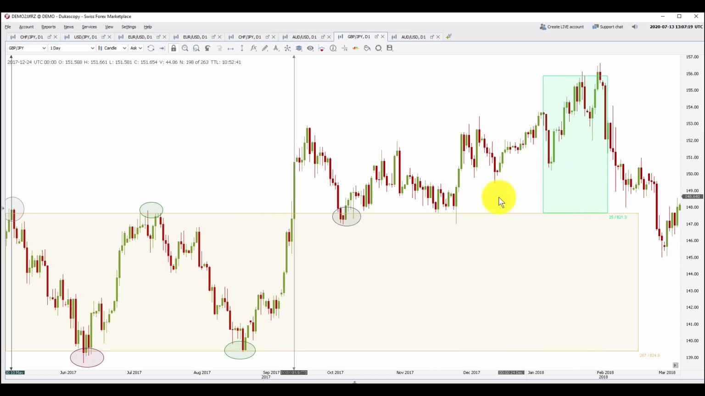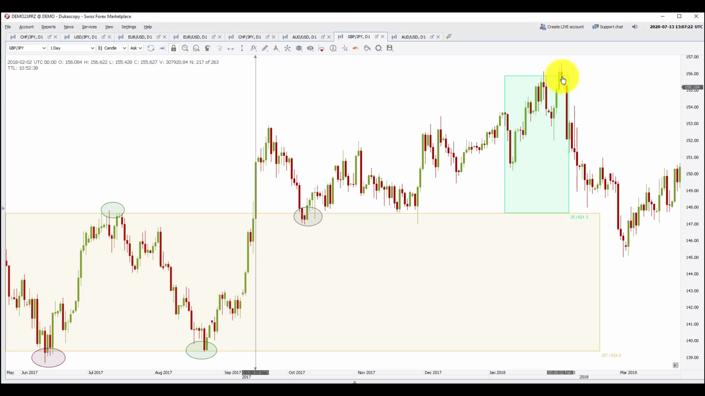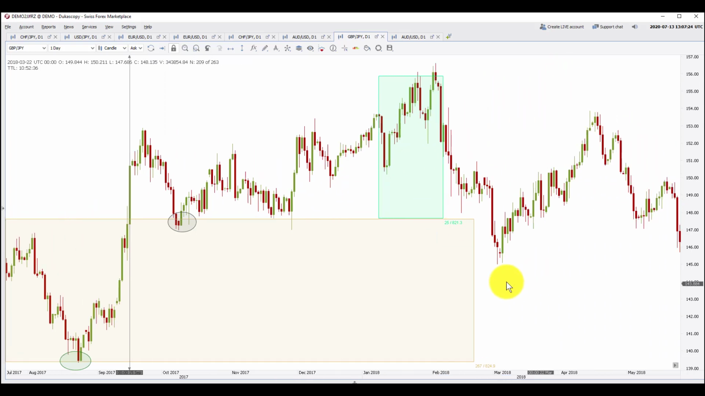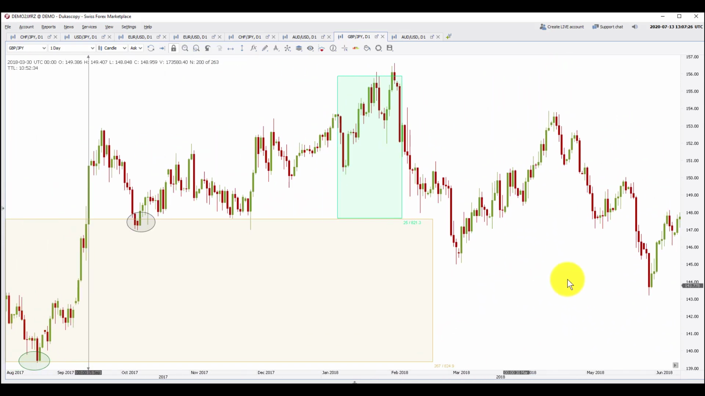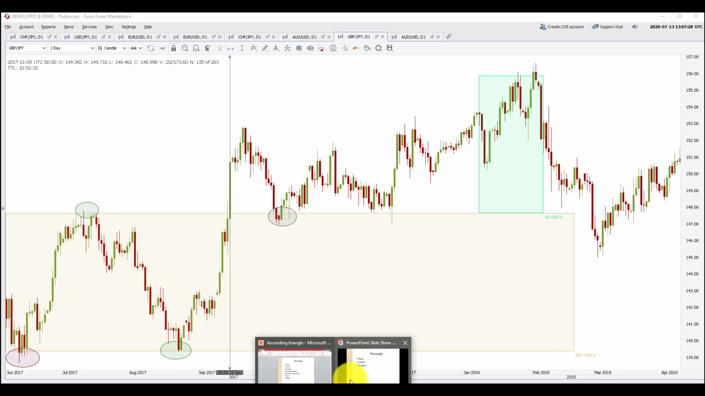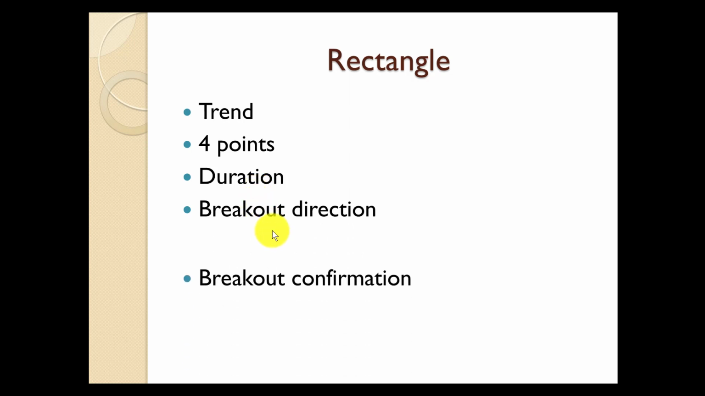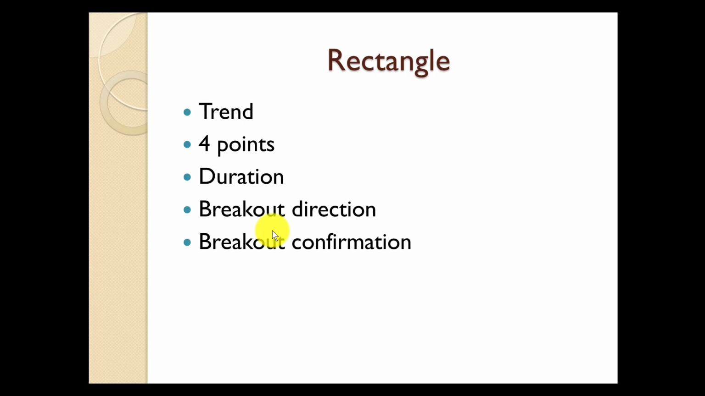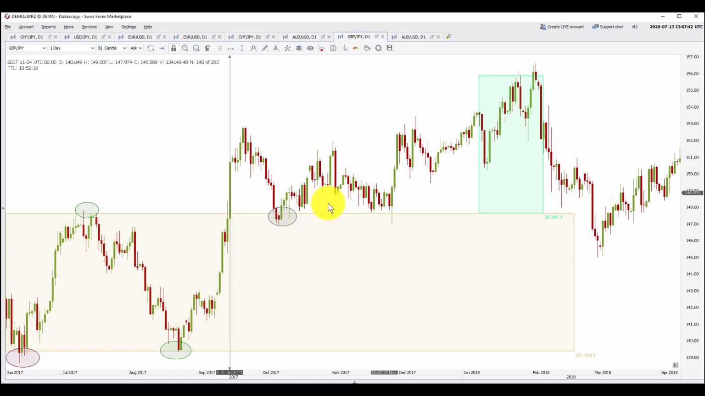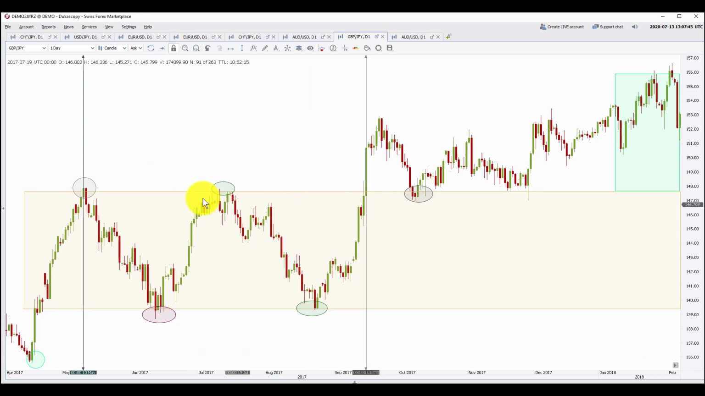Yes, we almost achieved the targets. We achieved the targets twice, and then eventually the pattern started a downtrend. So you see, we fulfilled all the criteria. The duration was more than 4 months. The breakout direction was in the direction of the trend, which we needed for most. And then we need a breakout confirmation, which was confirmed by the candle closing higher than these previous two highs.